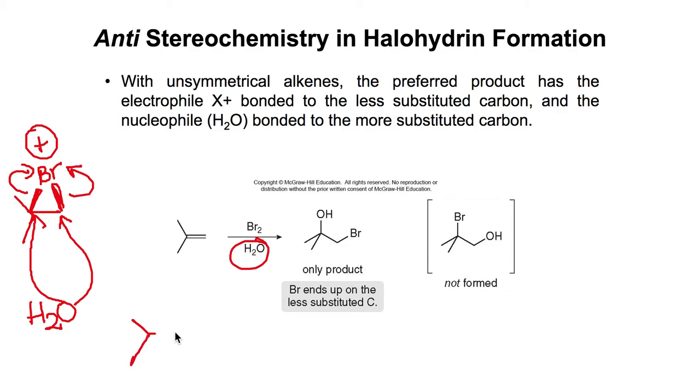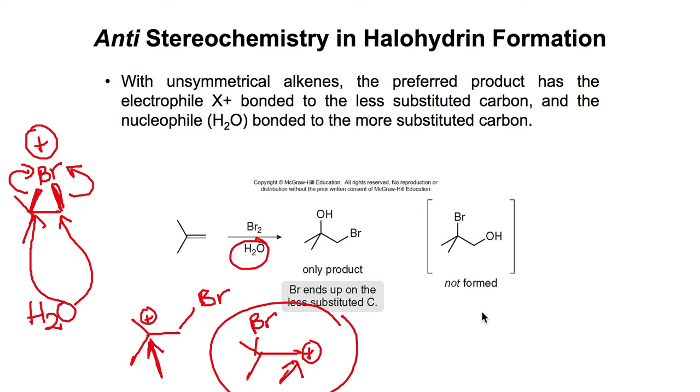If it opens from one side, I will get the Br there. And if it opens from the other side, I will get the Br there. Then the second step will be the water attacking either this position or this position right here. Because this carbocation right there is highly unstable because it's the primary carbocation, these will not form. That product where the OH is all the way at the end is not going to form.